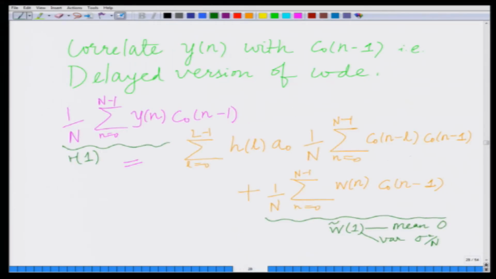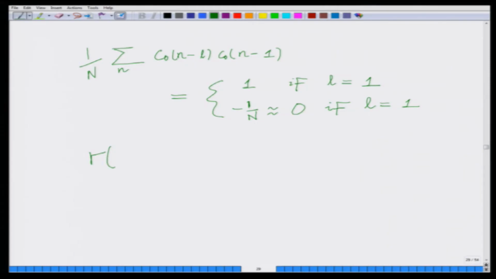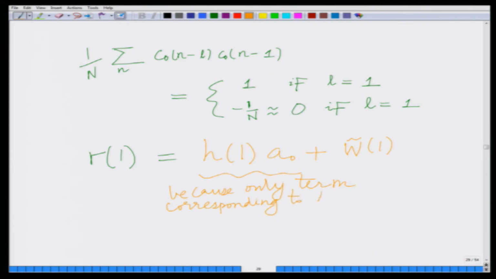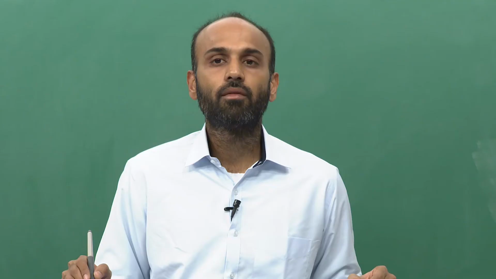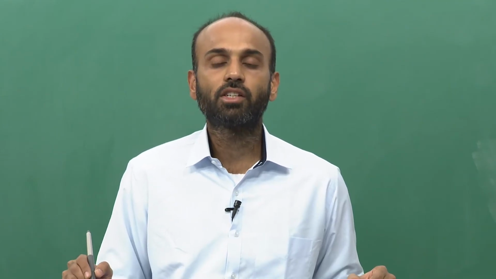Therefore, when you look at this inner summation, only the term corresponding to L equal to 1 will survive, and therefore, again I have R of 1 is H of 1 into A naught plus W tilde of 1, because only the term corresponding to L equal to 1 will survive after this correlation with the shifted sequence C naught n minus 1.